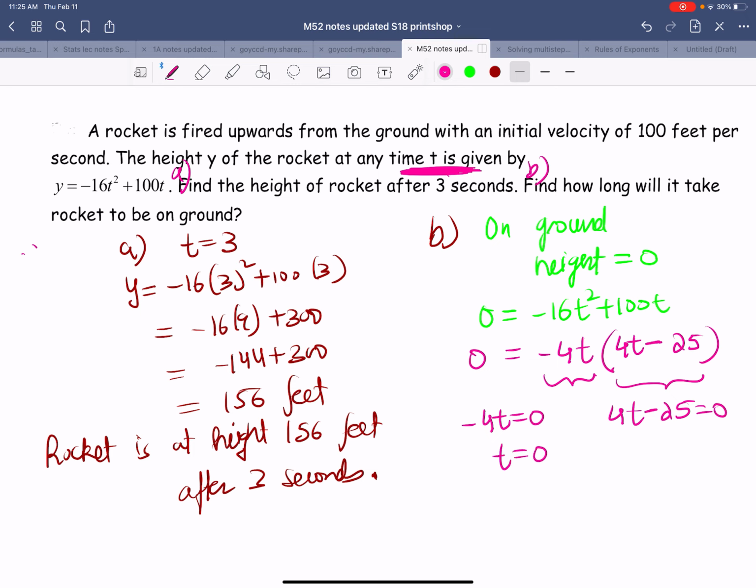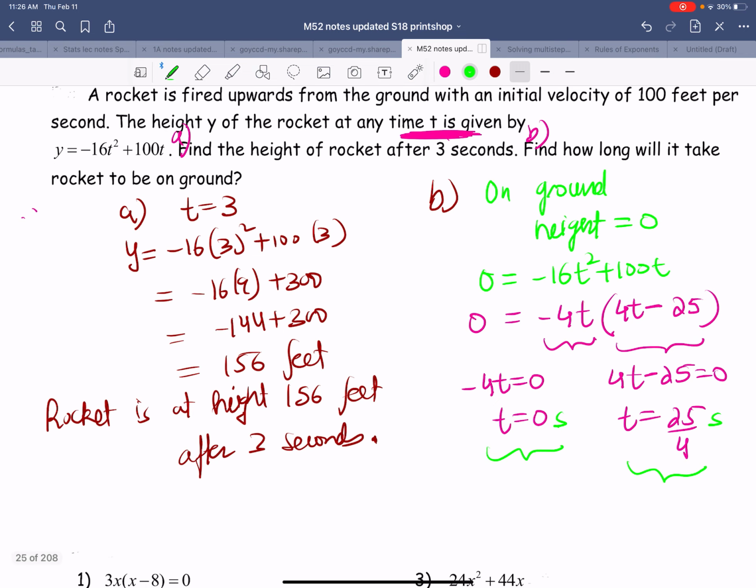So this gives me t equals 0 because 0 divided by negative 4 is still 0. And this gives me t equals 25 over 4. So there's two answers, 0 seconds and 25 over 4 seconds. 0 seconds is when the rocket actually started, when we shot it upwards, and 25 over 4, you can change it to decimals if you prefer. 25 divided by 4 would be 6.25. So you could write it as decimals or the exact answer is fine.